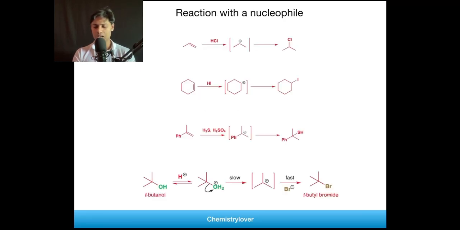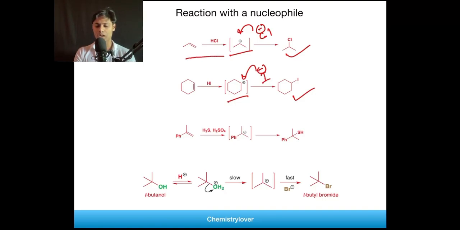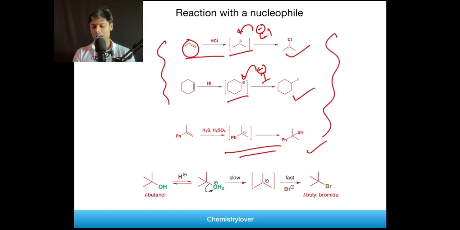So you can see these are some carbocations. This carbocation and this carbocation undergo reaction with a nucleophile, in this case chloride and in this case iodide, and you get this chloride species and iodide species. So basically these are examples of addition reaction. In the first step you generate the carbocation and then you add the nucleophile. So basically this is addition of HX across this double bond. These two are examples of addition reactions. This is another example of addition reaction where sulfur is added, an SH group is added. So these three are addition reactions.